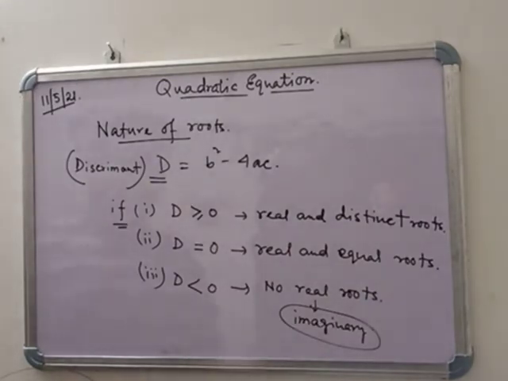Now, these three conditions are very important for finding the nature of the roots. If D is greater than or equal to 0, the roots are real and distinct. For D equals 0, the roots are real and equal. And for D less than 0, there are no real roots. Now we are going to discuss problems of this type. Go to the exercise.